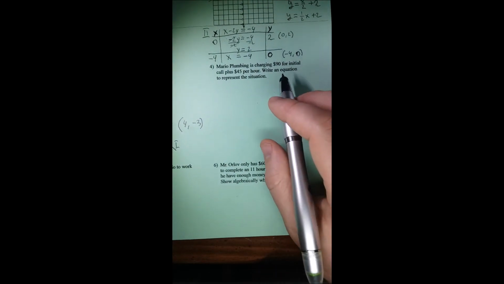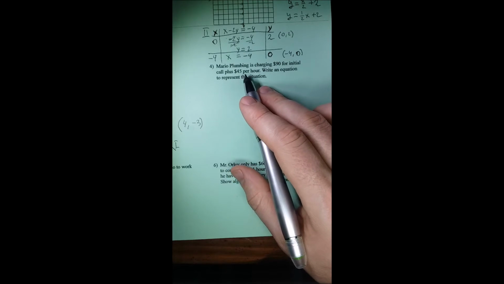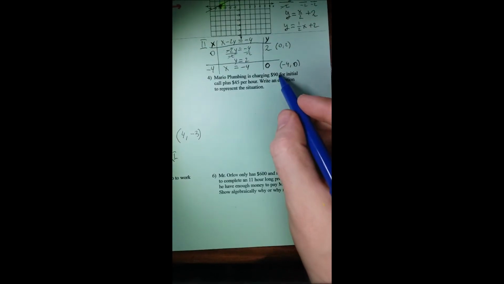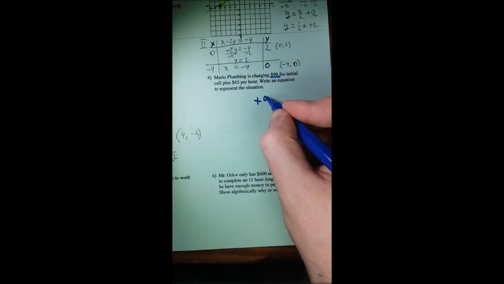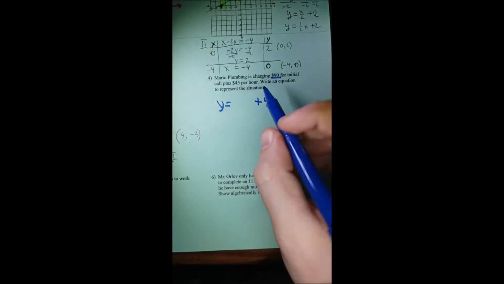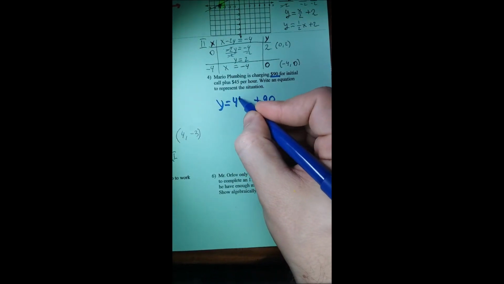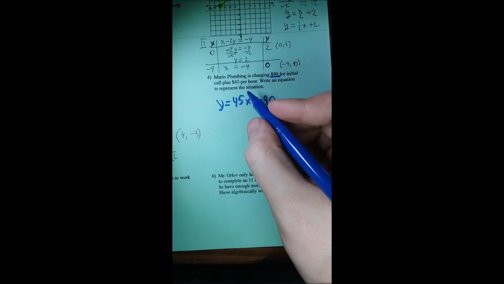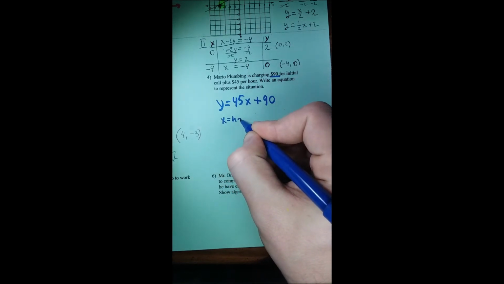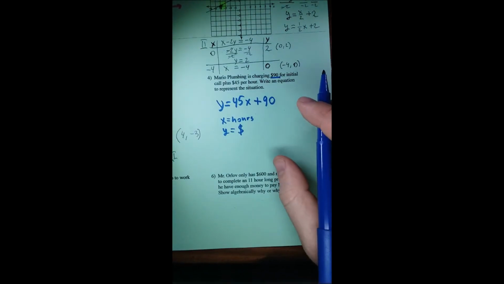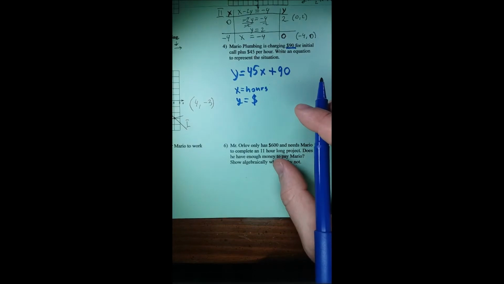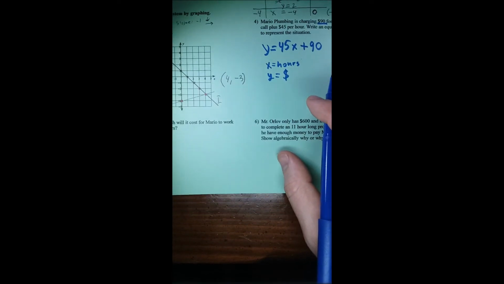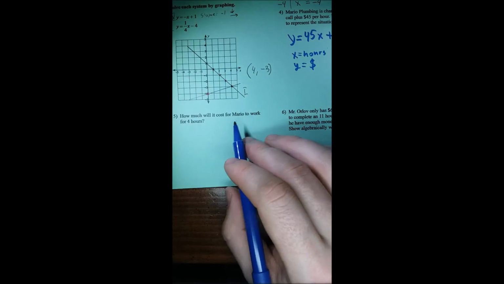Mario Plumbing is charging $90 for initial call, plus $45 an hour. Write an equation to represent the situation. I'm going to use my colored markers here. Initial call is 90, so I know it's going to be plus 90. Y equals, and 45 an hour. So we're going to call it 45 times x. Some of you guys did a fantastic job and labeled that x equals hours and y equals money. Fantastic. This is awesome, and that was A+ work. Most of us got this problem right, which is amazing.